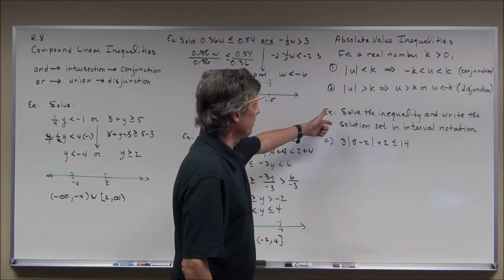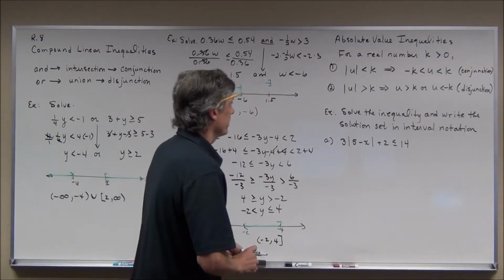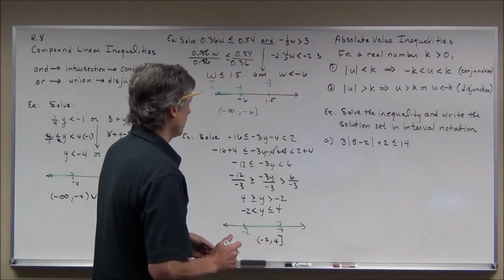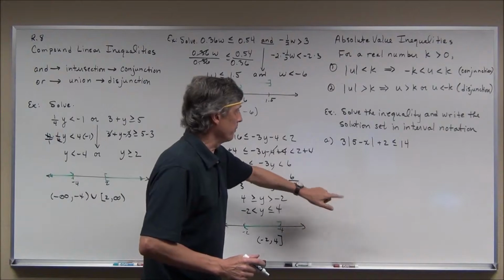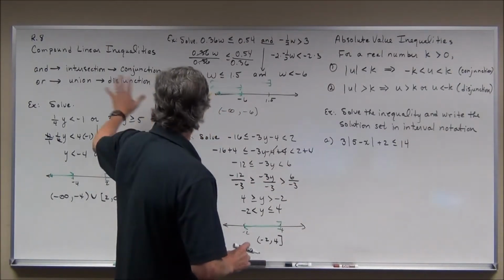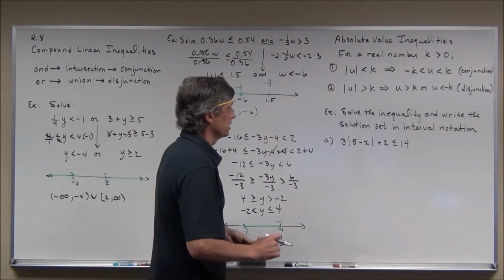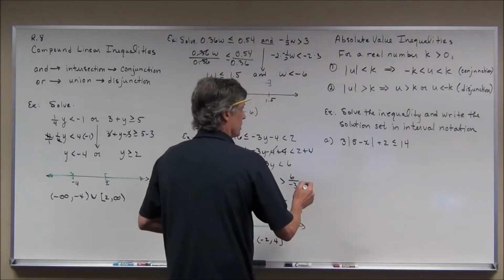I have an example here. It says solve the inequality and write the solution set in interval notation. And I have an A here. I don't have a B written down because I didn't have very much space. I may have to erase a little bit of this to show you a quick example of that as well, if I haven't lost my paper.